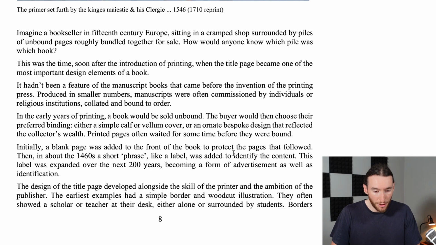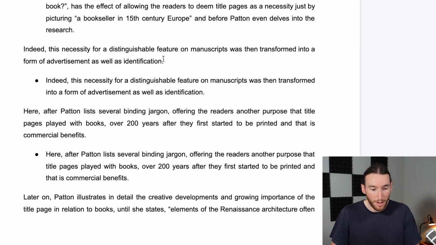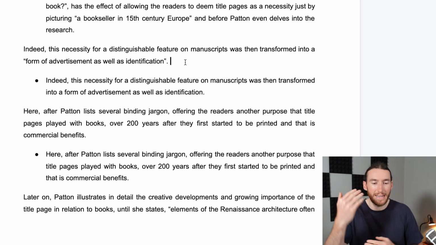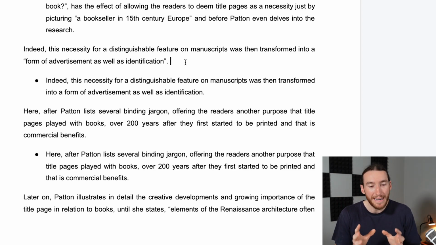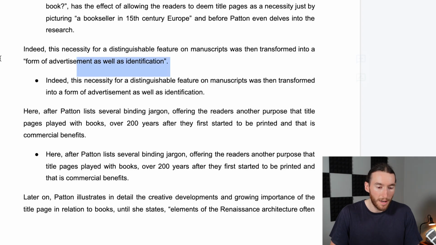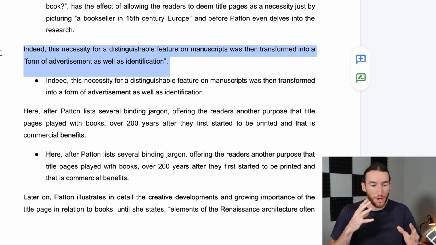If we look back here, you can see they've taken the words there, becoming a form of advertisement as well as identification. Look, they've taken the exact thing there, so it should have been in quotes for one, and then you would have looked for a technique there. There is no immediately obvious technique for that particular quote, and that's why this sentence overall is just not necessary, in my opinion. But be careful there.